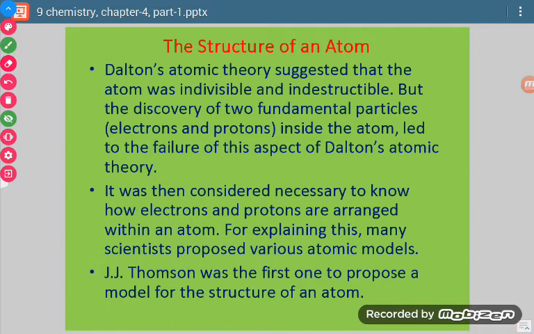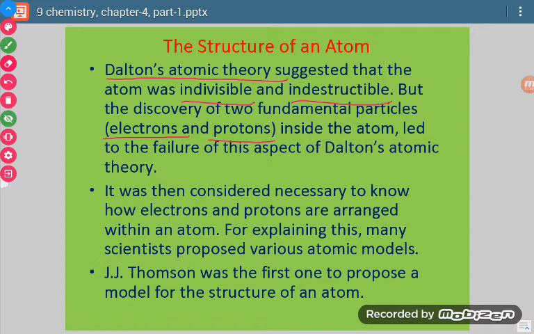So according to Dalton's atomic theory, what was known to us? It was known to us that the atom is indivisible and indestructible. But when J.J. Thomson and E. Goldstein discovered the two fundamental subatomic particles, electron and proton, this postulate of the theory failed. So it was now known to us that the atom is divisible and it is made up of electrons and protons.